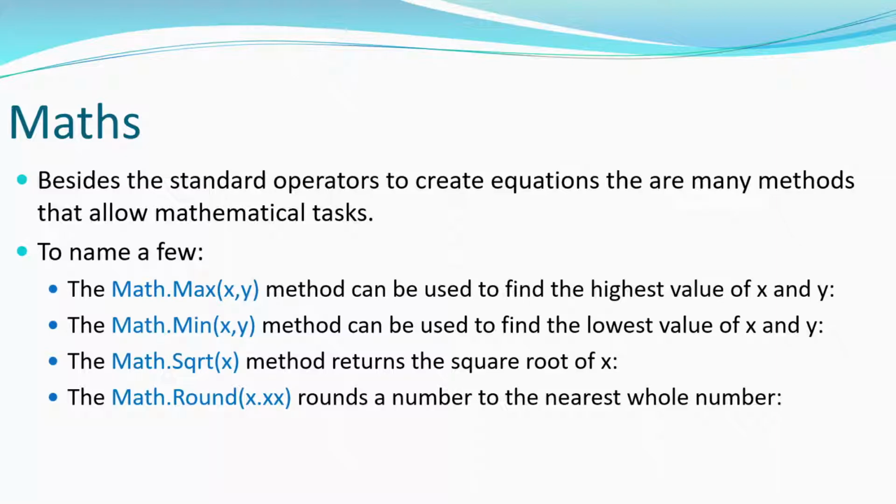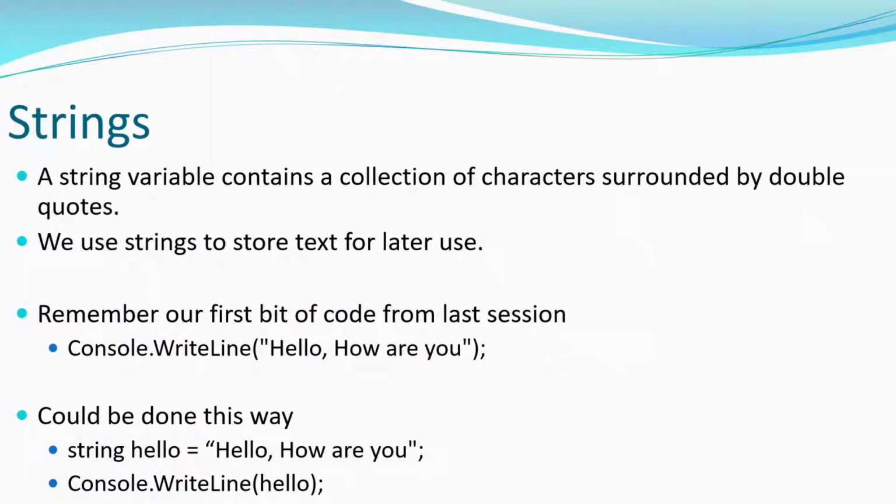Round rounds up to the nearest whole number. Square root gives you the square root of x. Then you've got the minimum and maximum between two values. You can use if statements, which we'll look at a bit later, to work out minimum and maximum values as well. But using those Math methods for those couple of values is by far a much quicker way of doing it.